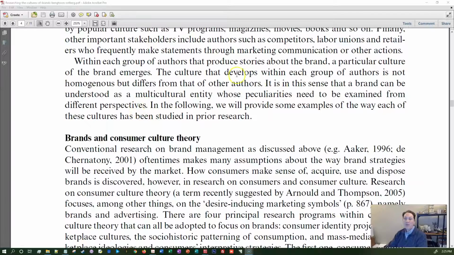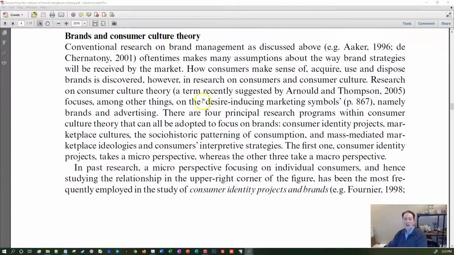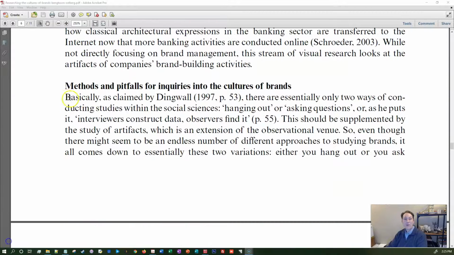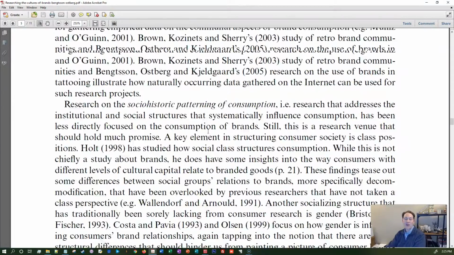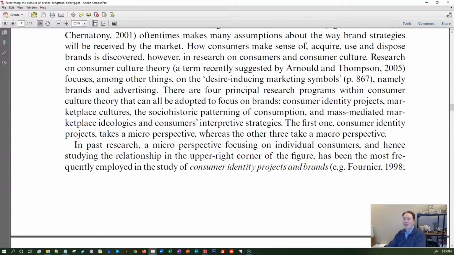But one of the things that they say in this article is, actually, I'm sorry, on the 6th page of the PDF here, it says, there are essentially only 2 ways of conducting studies within the social sciences: hanging out or asking questions, or, as he puts it, interviewers construct data, observers find it. So this is kind of a framework behind a lot of what is discussed in this article as they're talking about brands, because brands are complicated ideas.